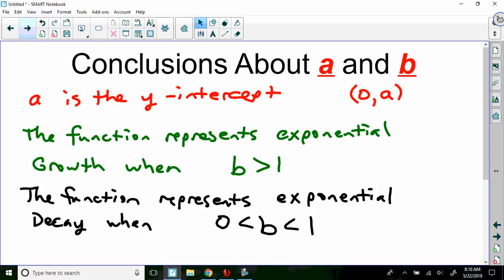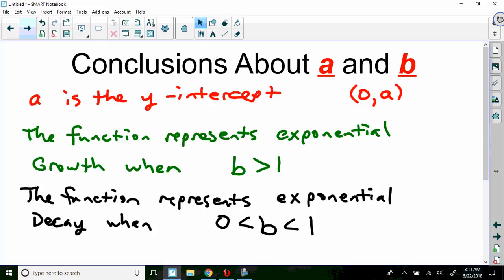So that's pretty important. If you're dealing with something and the b value is bigger than 1, it's going to be exponential growth. If the b value is between 1 and 0, it's going to be exponential decay. Now, there's something that I left out here. And this is something that I argue with an esteemed colleague of mine about.